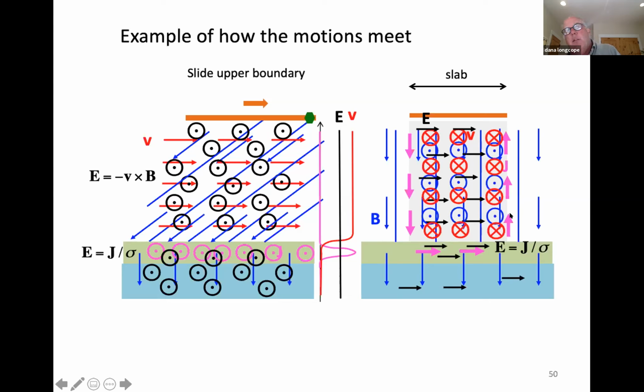And so what you have is this boundary between places where the magnetic field is coming out at you and places where it's not, it's just going straight down. And that gives you current. Use your right-hand rule and you'll get current going down. And over here, you get current coming up. So this is a slab version of that.